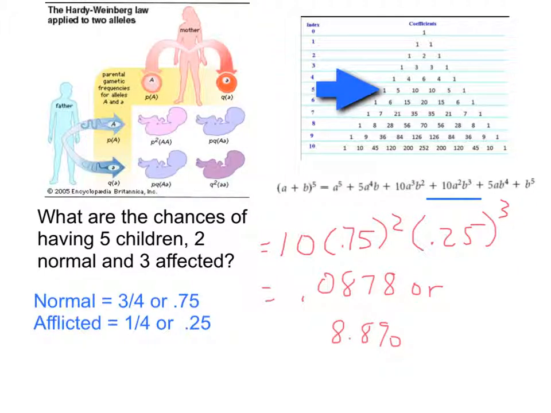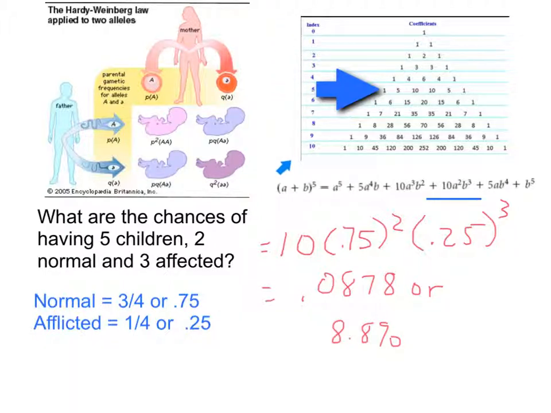Here we have a Hardy-Weinberg problem where we have worked out the Punnett square, and we've crossed a heterozygous big A little a with a heterozygous big A little a. We would have 1/4 being big A big A, 2/4 or 1/2 being big A little a, and 1/4 being little a little a. What are the chances of having 5 children, 2 are normal and 3 are afflicted? With our normal, we have all of these being normal because it did not say that we could not count carriers who appear normal. So normal would be 3 out of 4 or 0.75. We have this one right here that's afflicted, which is 1 out of 4 or 0.25.